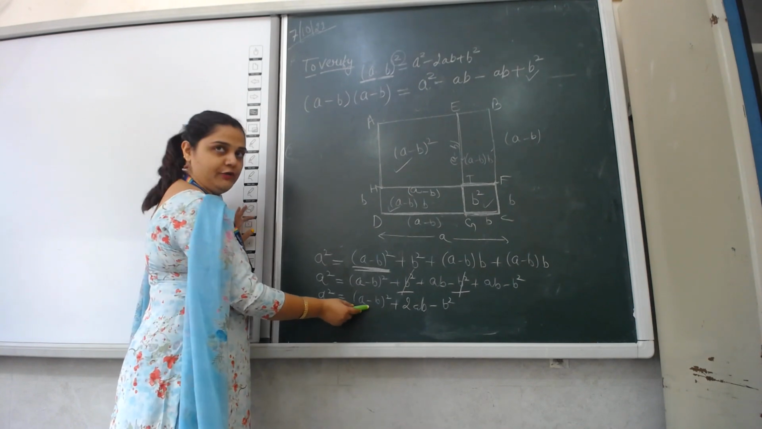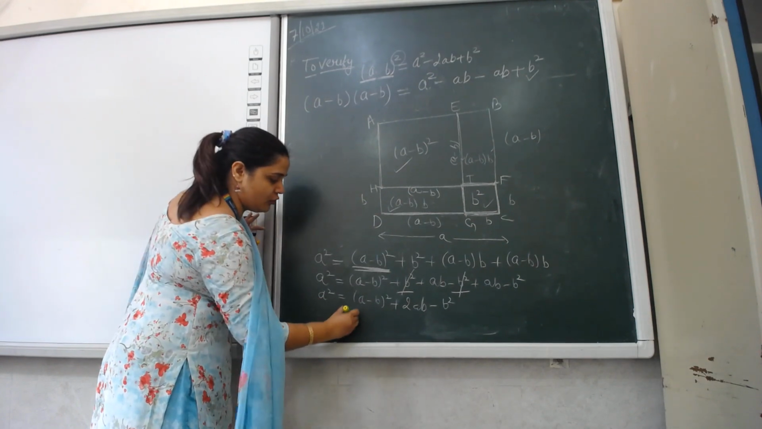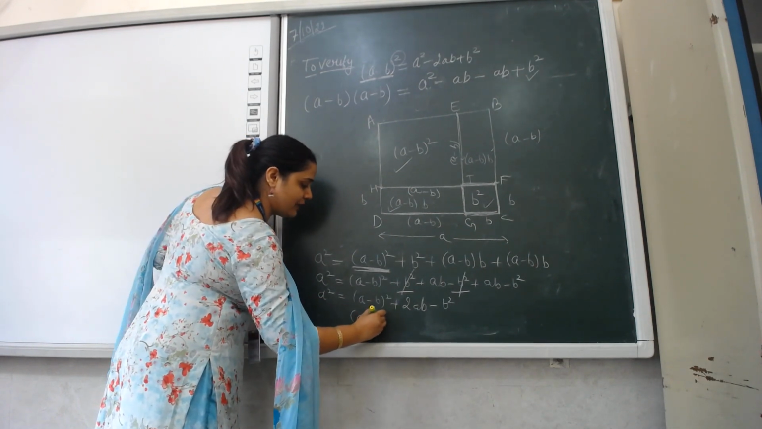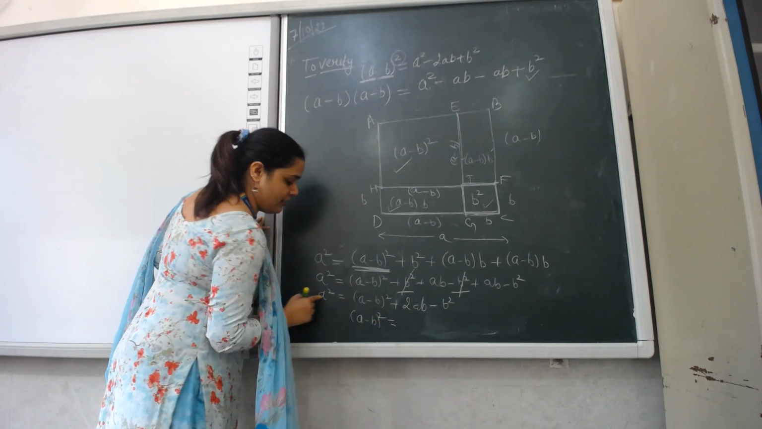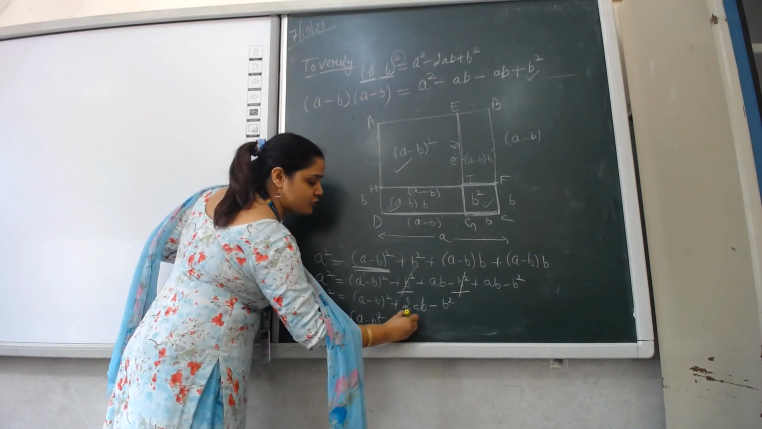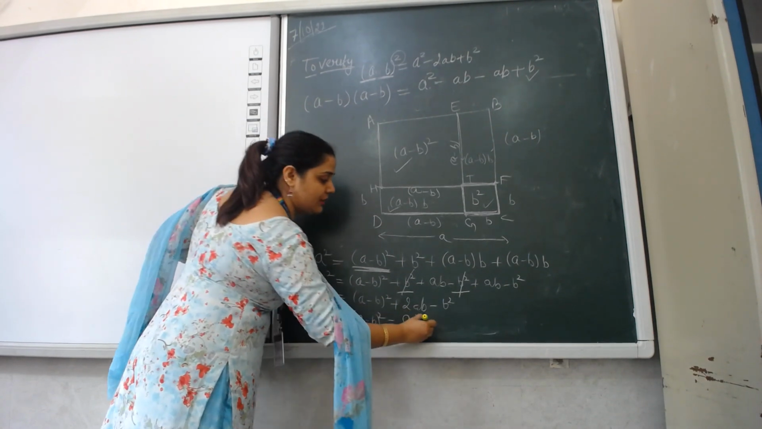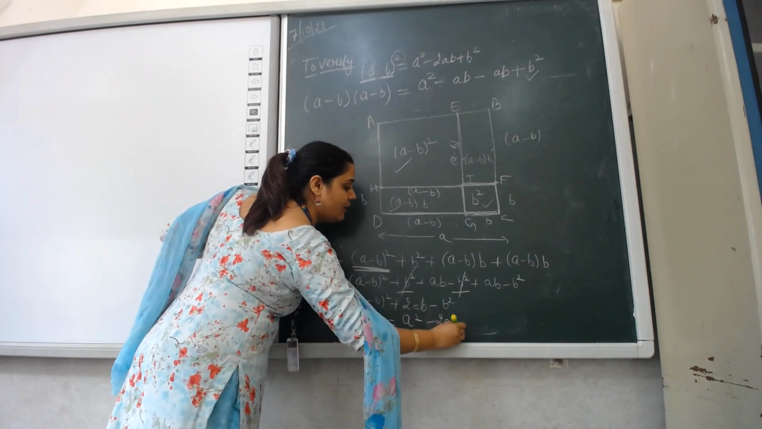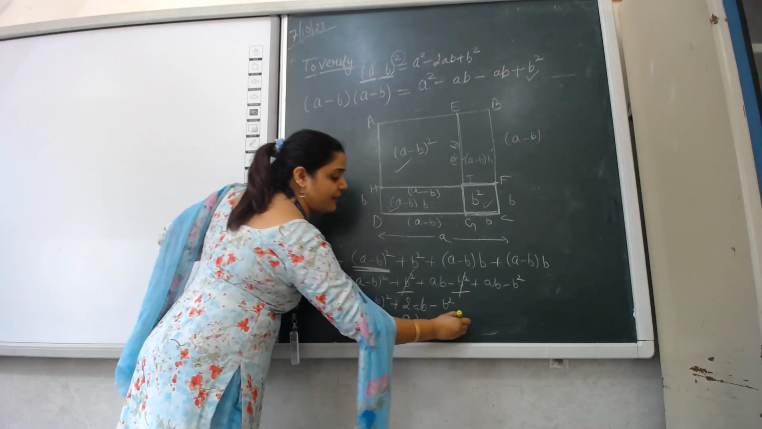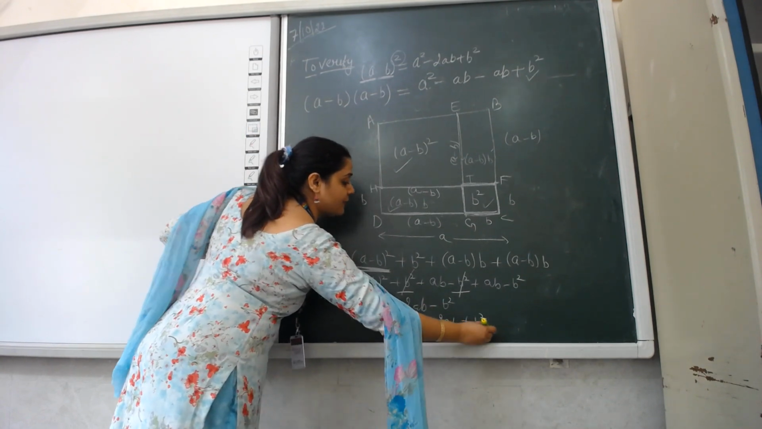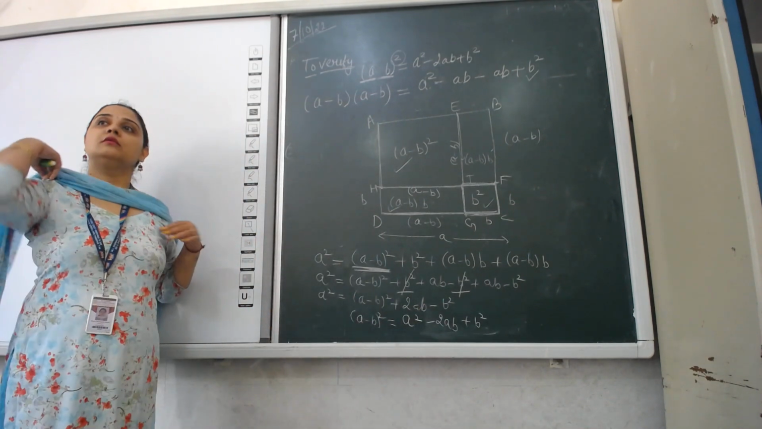We want the identity for this, so I will keep it here only, A minus B whole square. On the left side I have A square. When this is transferred to the other side, it will become minus 2AB, and this negative B square will become positive B square. Verified? Right?